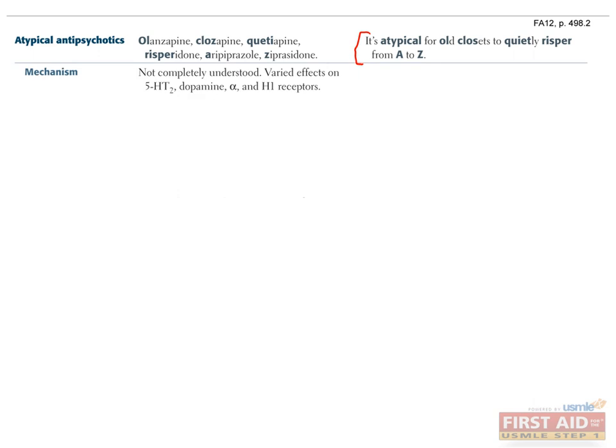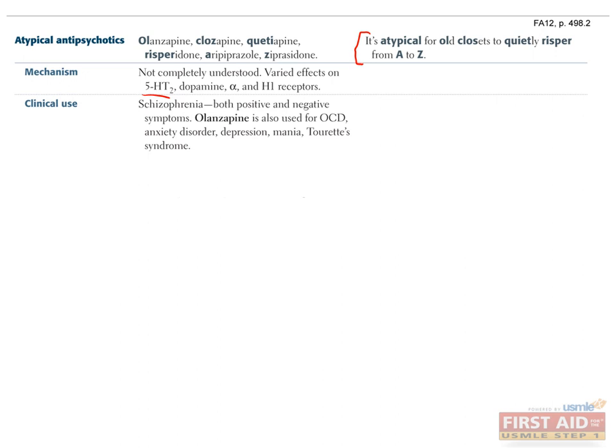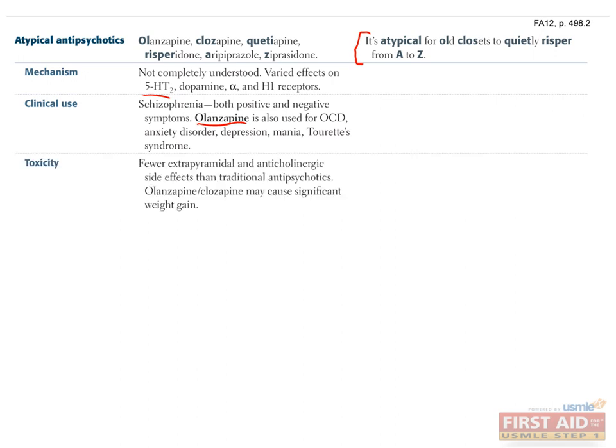They work by blocking 5-HT2, a serotonin receptor. Like typical antipsychotics, they also antagonize dopamine, alpha, and histamine receptors. As we said a moment ago, the atypical antipsychotics are often used in schizophrenia, both for positive and negative symptoms, while typical antipsychotics are often used primarily for positive symptoms. Olanzapine, one of the atypicals, is also used for a variety of other disorders, including OCD, anxiety disorder, depression, mania, and Tourette's. While we did say these atypicals tend to be favored because they have fewer extrapyramidal side effects, they do have a few specific side effects that are worth remembering.